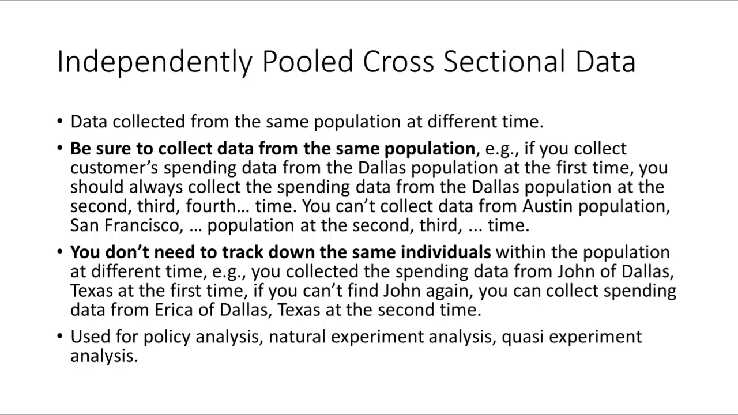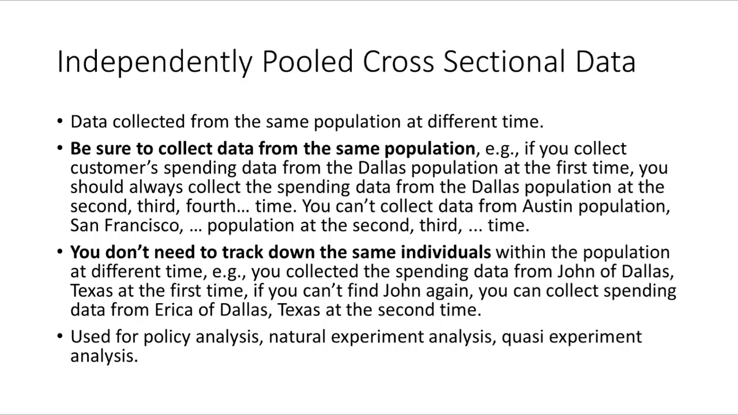first time. Then in the future, when you collect a different data set, you should always collect data from the Dallas population. What you cannot do is you collect the spending data from a Dallas population at the first time, then at the second, third, and more times, you move to other populations like Austin population, San Francisco population. This doesn't work if you want to collect pooled data. You must collect data from the same population.